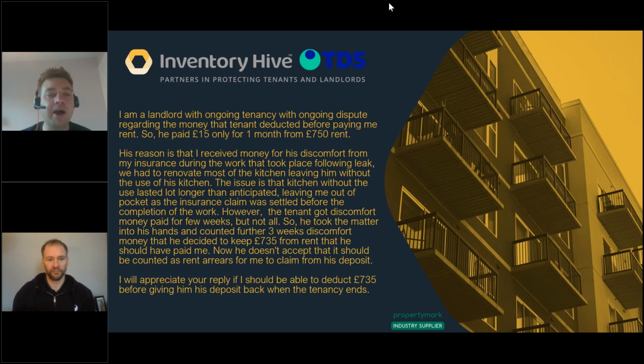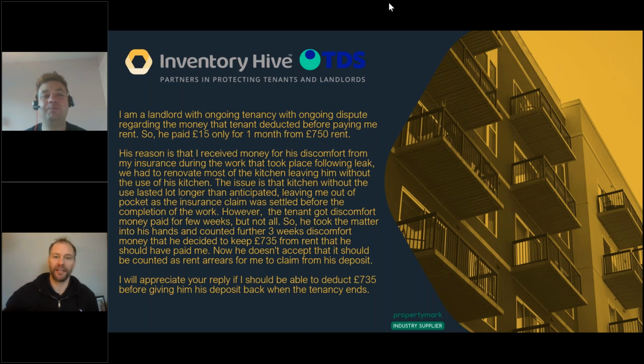Now he doesn't accept that. It should be counted as rent arrears for me to claim from his deposit. I appreciate your reply if I should be able to deduct £730 before giving him his deposit back when the tenancy ends. So quite a mouthful, that one, but yeah. Yeah, it is a long one. I was reading ahead trying to get some thinking time on this one.